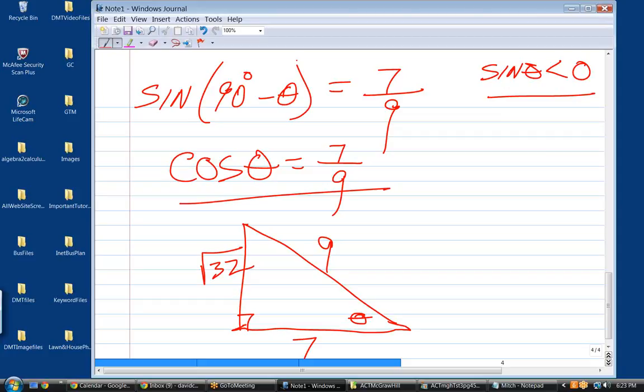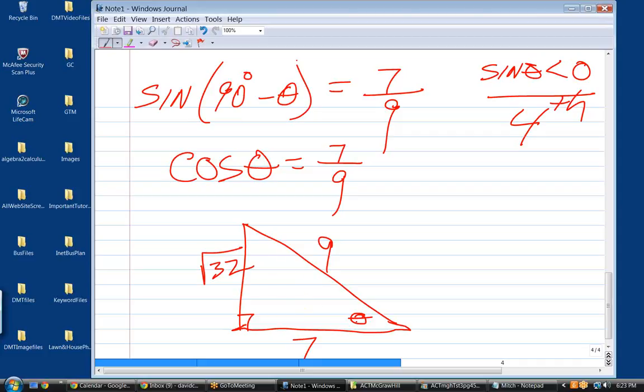That's in the fourth quadrant. Yes, fourth quadrant. And what do they want to know? Which function? At this point, we could answer any trig function they wanted, the other five, because we have the triangle and we have all three sides.